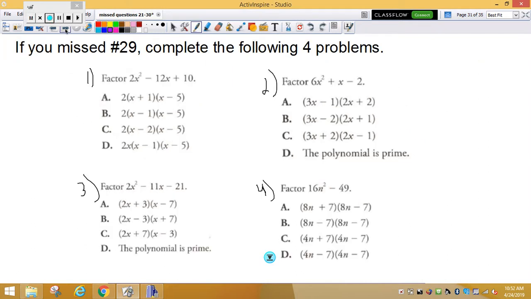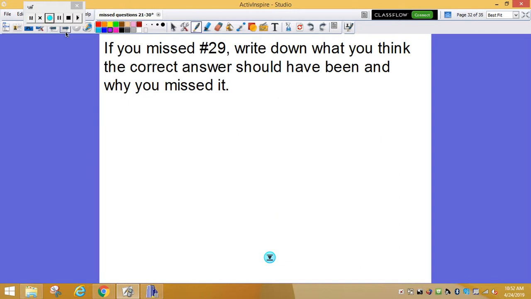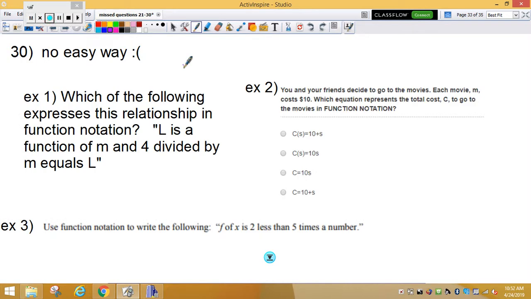So if you watch the video and you still miss number 29, I want you to do these 4 problems. You can just write 1 and tell me if it's A, B, C, or D. Also, if you missed 29, write down what you think the correct answer should have been and why you missed it. Last one for this is number 30.